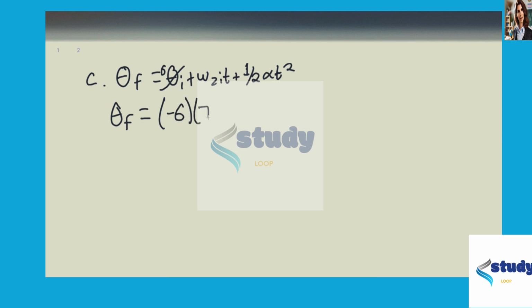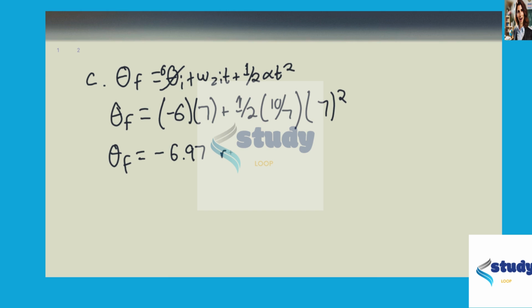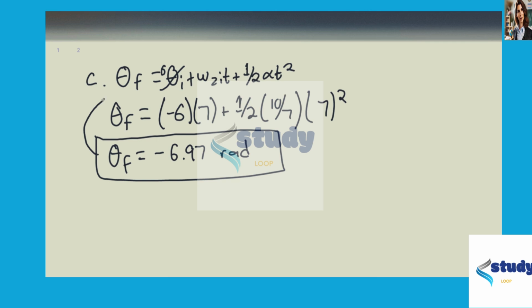So we can say -6 times 7 plus 1 over 2, and then we'll keep 10 over 7, and then we'll have 7 squared. And this is going to equal -6.97 radians. So this will be your answer for C. And it's simply from the first equation for the final angular displacement.